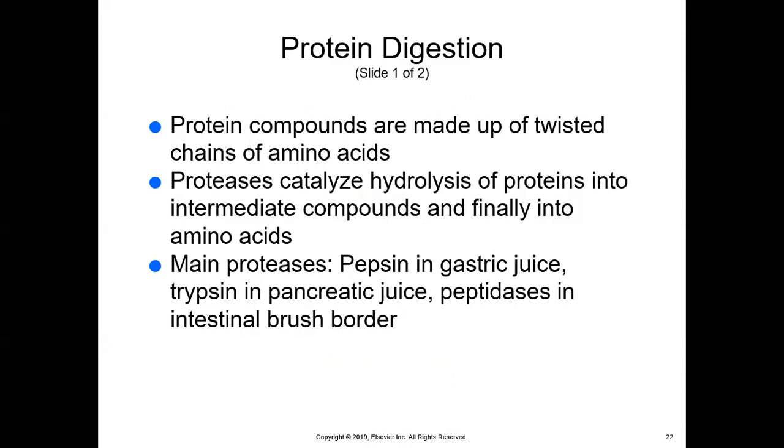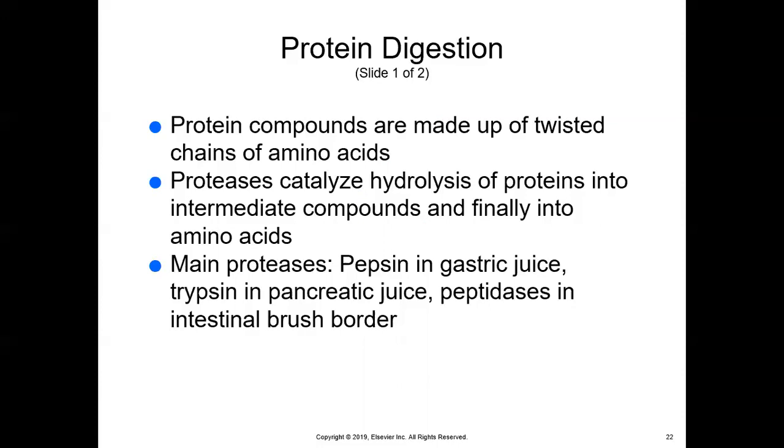Now let's go into protein digestion. Protein compounds are made up of twisted chains of amino acids. Remember, amino acids are bound together by peptide bonds, and many peptide bonds together make a polypeptide chain. Polypeptide chains put together make up a protein. Proteases are enzymes that break down protein. They catalyze hydrolysis of proteins into intermediate compounds and finally into the amino acids.